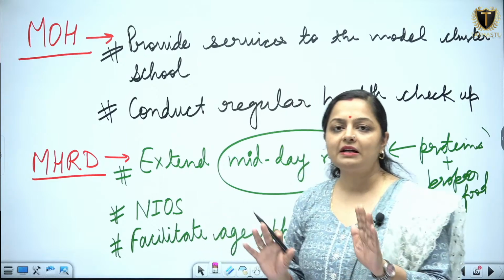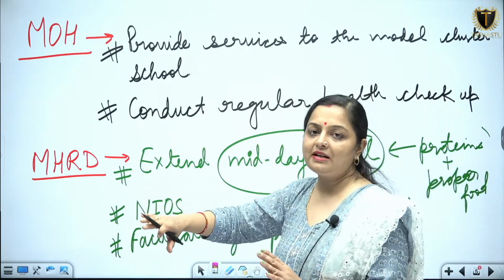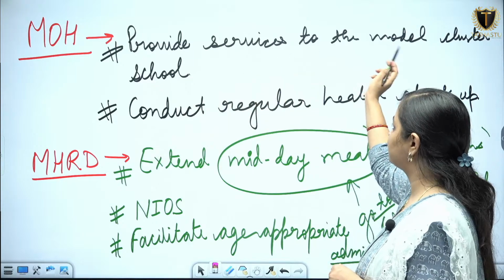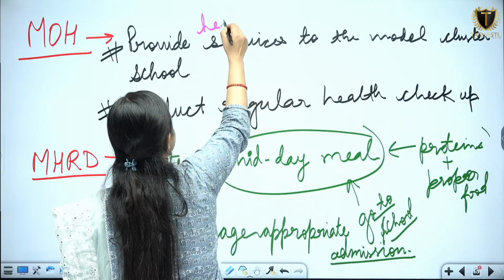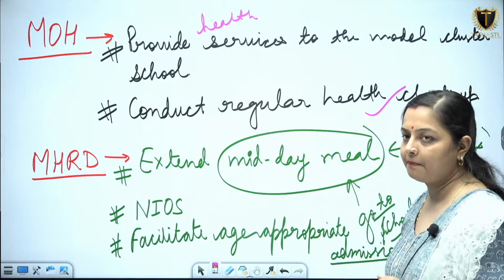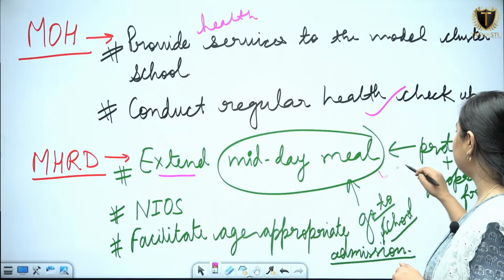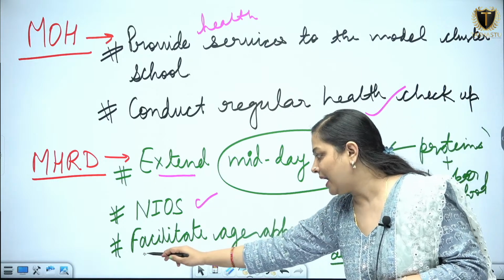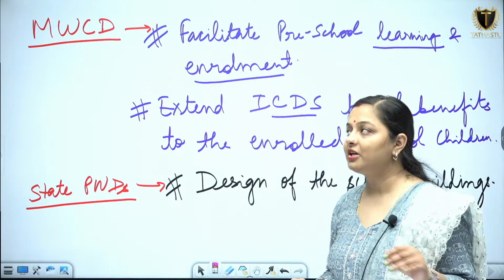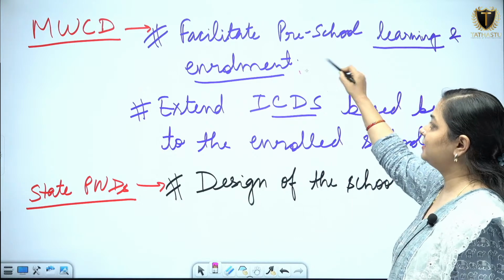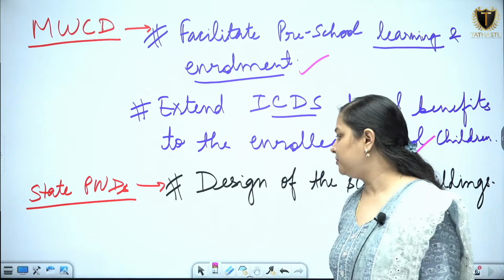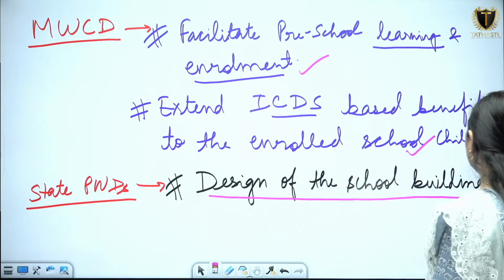In order to do this under Sarva Shiksha Abhiyan, various ministries are involved. Here comes the MoH, the Ministry of Health. They provide health services to the model cluster schools, and conduct regular health checkups. The Ministry of Research and Development extends midday meals, and NIOS facilitates age appropriate admission. The Ministry of Women and Child Development facilitates preschool learning and enrollment, and extends ICDS based benefits to the enrolled school children. And from the state PWDs, we have the design of the school buildings as well.